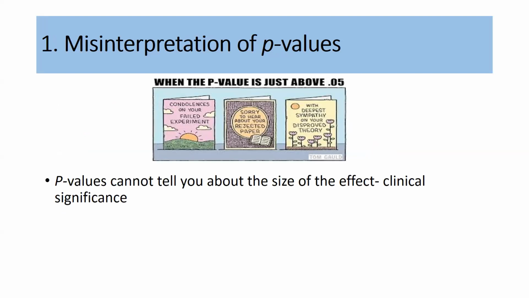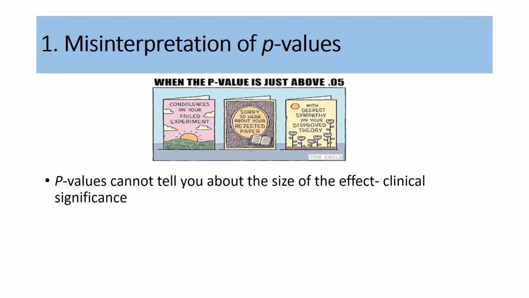P-values can also not tell you about the size of the effect. In other words, they cannot tell you about the clinical significance of your results. Statistical significance is not equivalent to clinical significance. Small p-values do not necessarily imply the presence of larger effects and vice versa. Any effect, no matter how tiny, can produce a small p-value if the sample size is large enough.